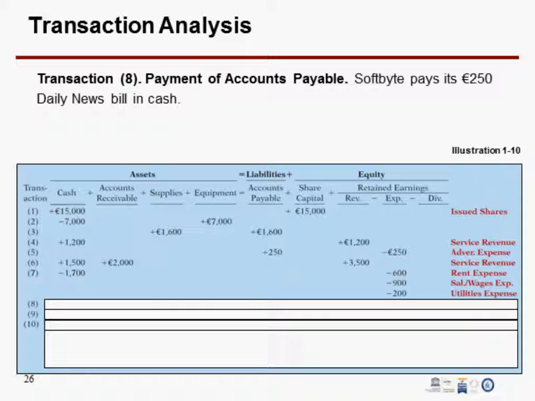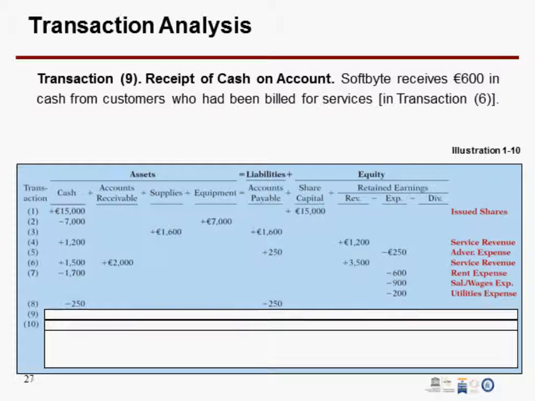Then transaction 8, payment of accounts payable. SoftBite pays the €250 Daily News bill in cash. Do you remember that SoftBite advertised in the Daily News, and at that time they didn't pay cash. It was a liability, accounts payable. Now they pay cash, so cash decreased by 250, and liability decreased by 250.